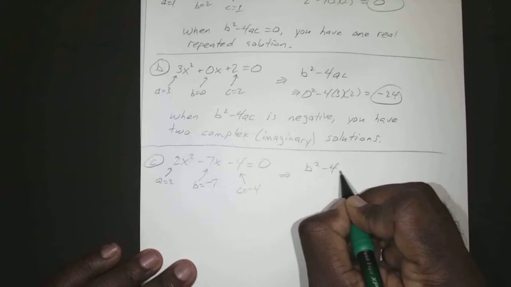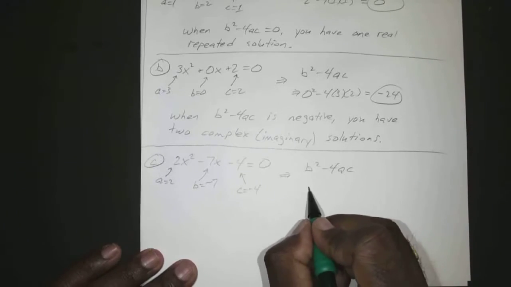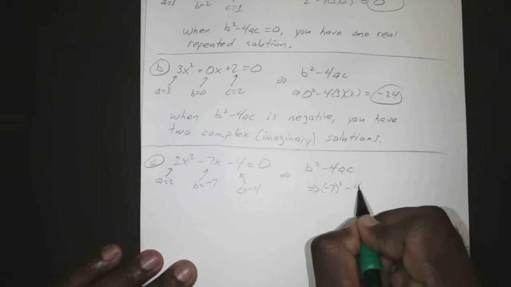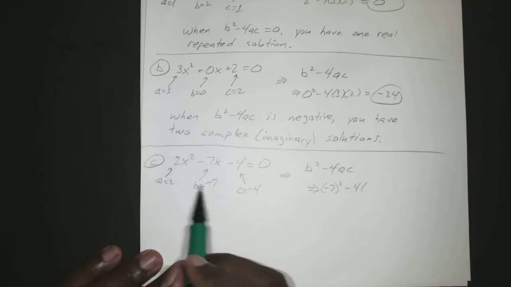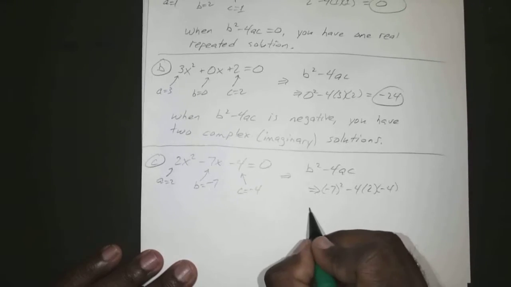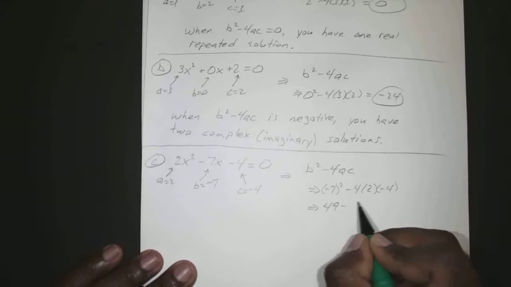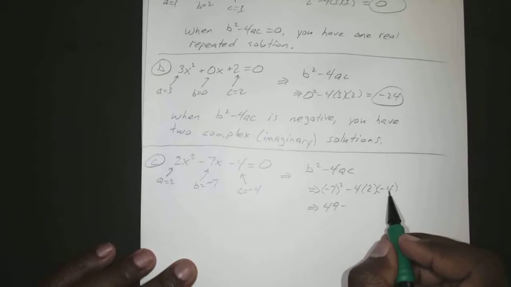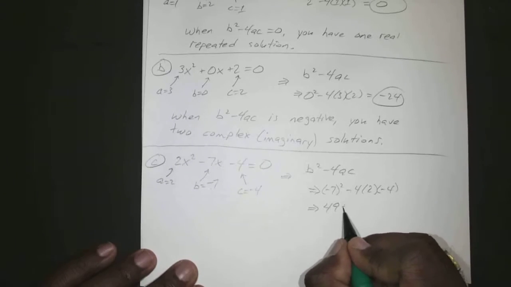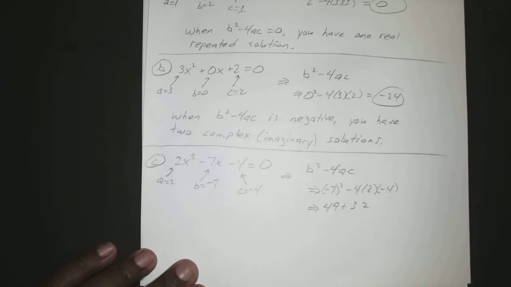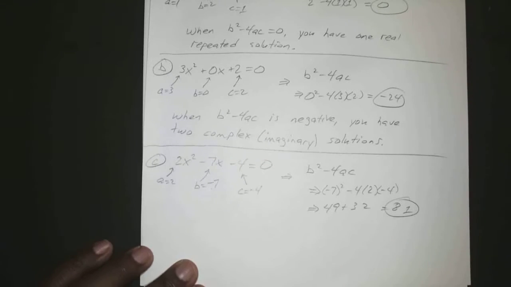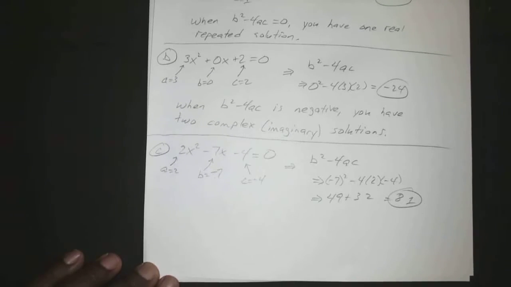So our b squared minus 4ac is going to be -7 squared minus 4 times A times C, so 2 times -4. So we end up with 49 minus 4, and 4 is 16, 16 times 2 is 32. Negative is positive. So plus 32, which gives us 81. Okay. So it's positive.